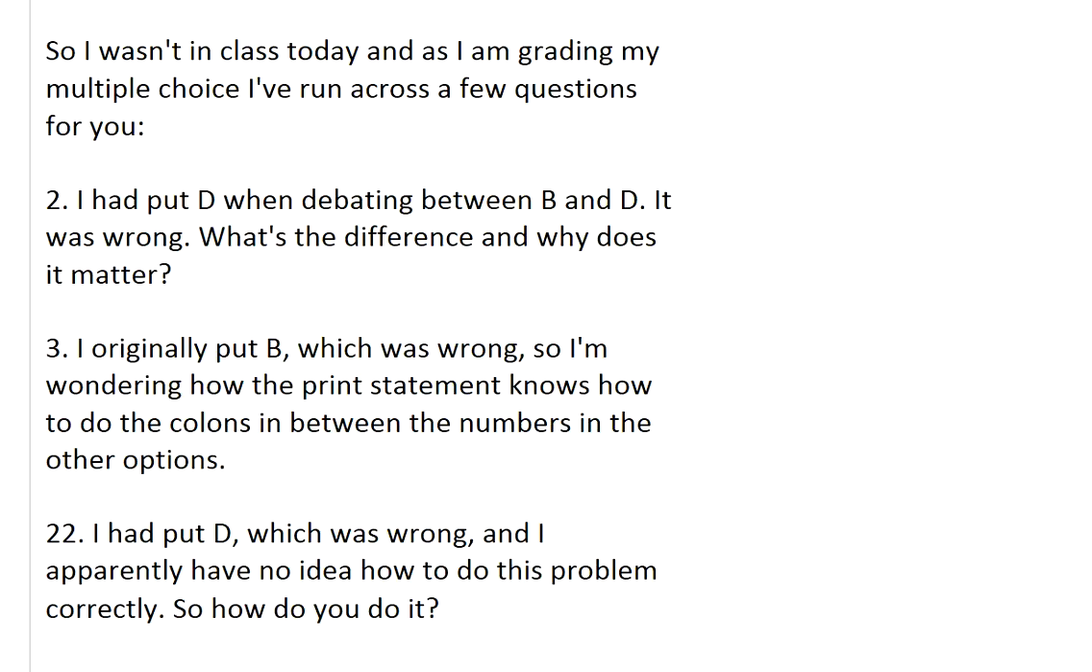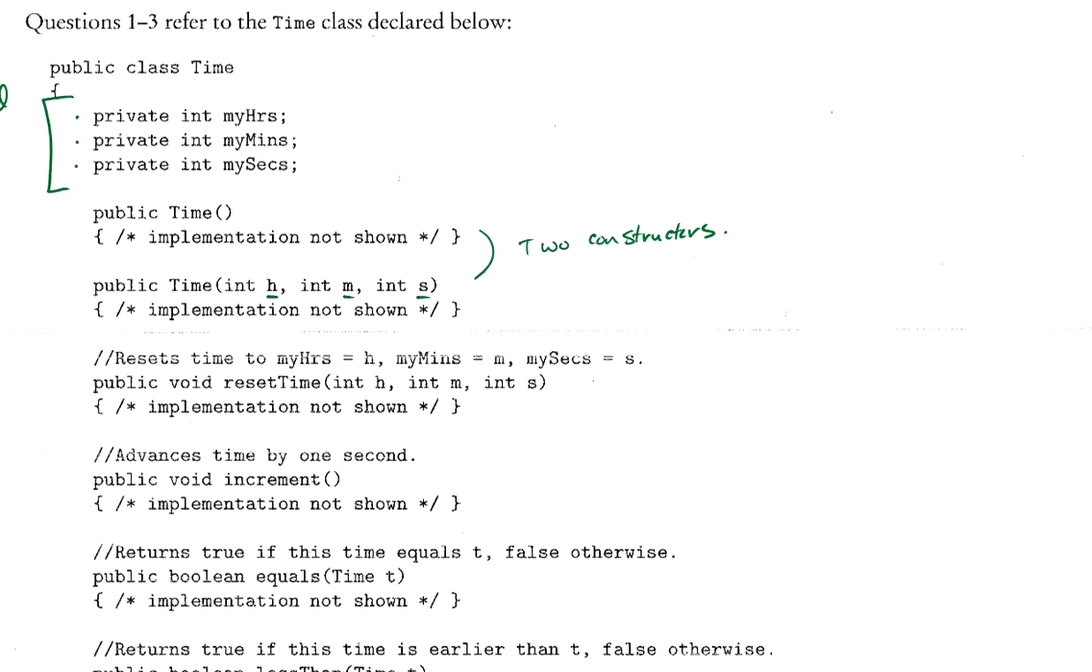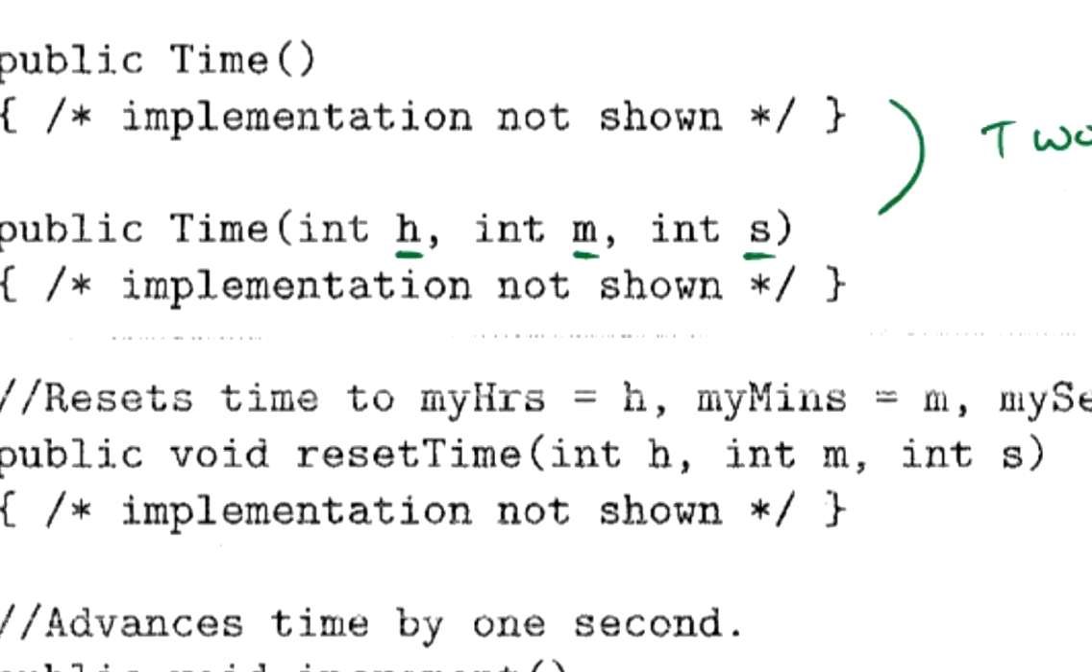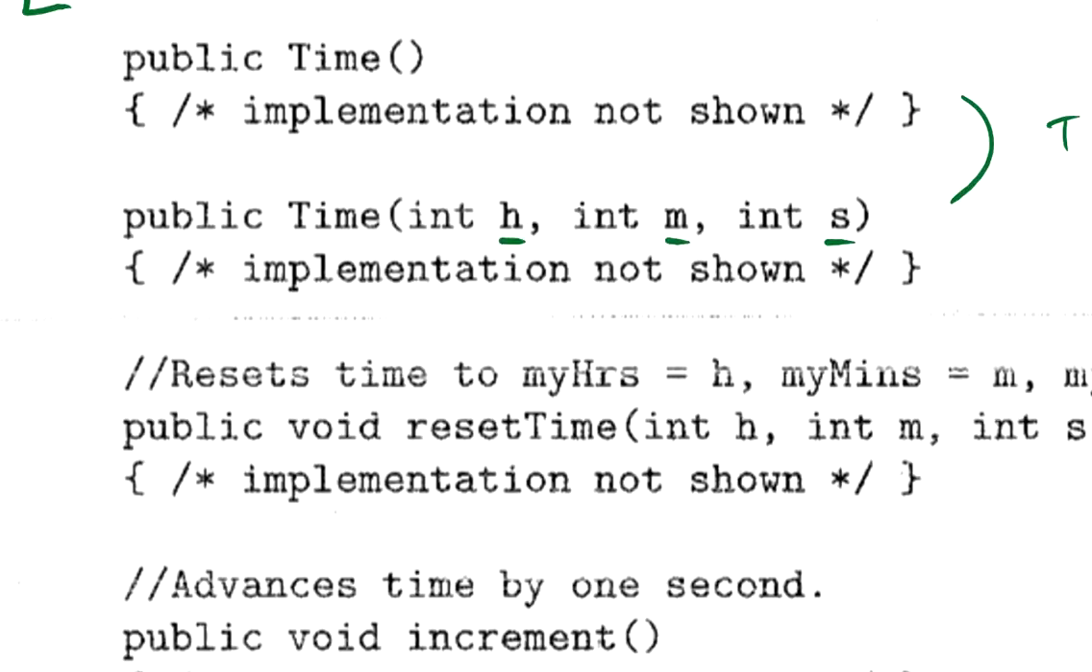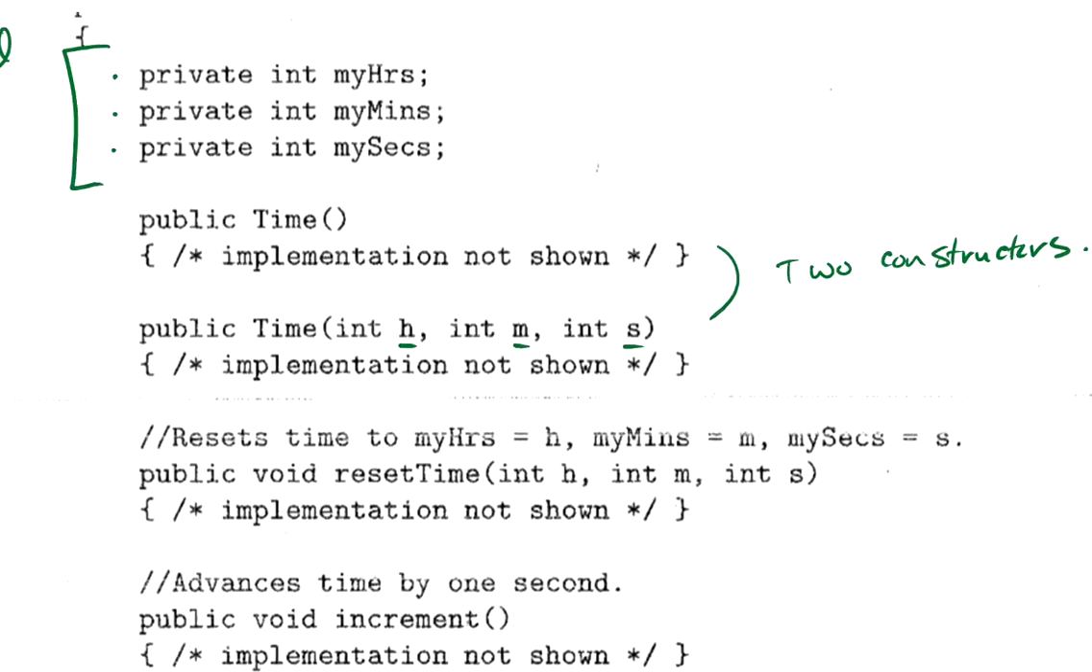Well, let's take a look at this question. So before we get to that particular question number two, let's look at the setup for it. It's about this class called the quote-unquote time class. The time class has two constructors. One of them takes absolutely no arguments. That's this one right here, no argument constructor. And then there's another one that takes three arguments. You can see the three things that it takes: hours, minutes, and seconds. And it says implementation not shown.